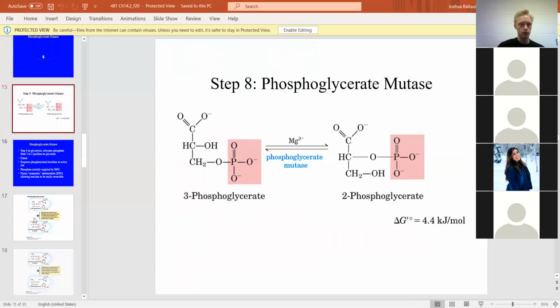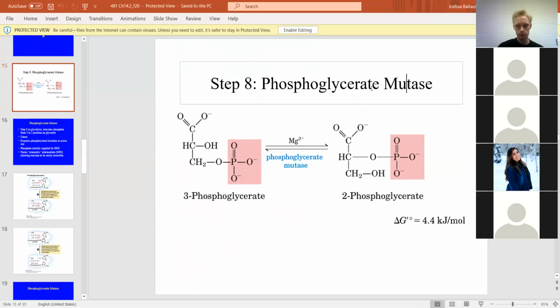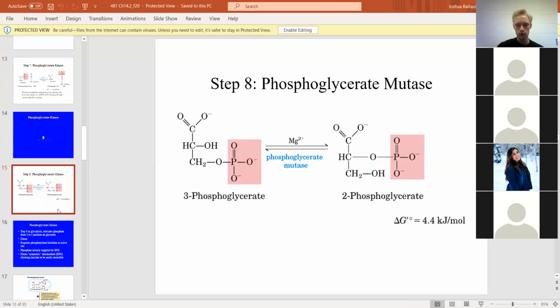And then we have phosphoglycerate mutase. In this case, we didn't really talk about it. I guess mutase is just a regular enzyme. With phosphoglycerate mutase, you're just transferring the phosphate group onto the second carbon of phosphoglycerate. We have 3-phosphoglycerate, that's our substrate for this, and that's our product from step 7. We're just converting it to 2-phosphoglycerate instead of 3-phosphoglycerate. We're simply moving the phosphate group.